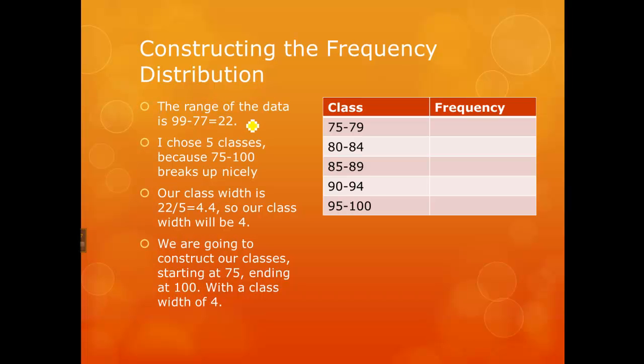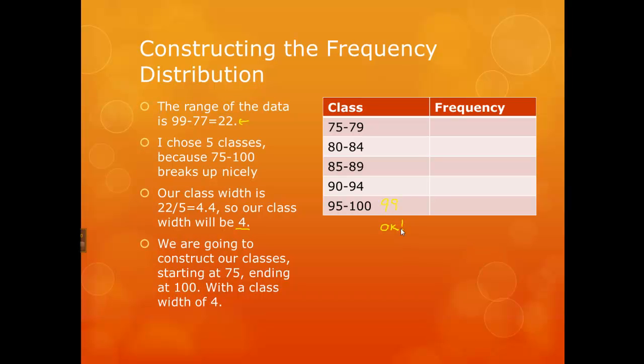So we know the range of the data is 22. We chose 5 classes because we can actually break up 75 to 100 in 5 classes nicely. Our class width is just going to be our range divided by the number of classes, which is 4.4. If this was 4.5, we would make our class width 5, but we're going to make our class width 4. Starting at 75, we go to 79, 80 to 84, 85 to 89, 90 to 94, 95 to 100. You could also use 99 here. That's okay. I just chose 100 because I want nice, round, happy numbers.